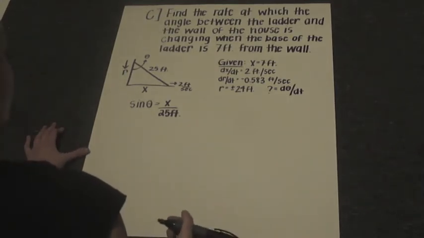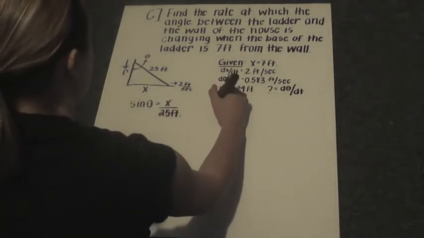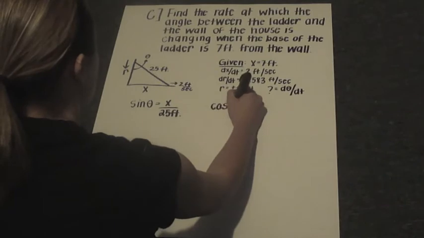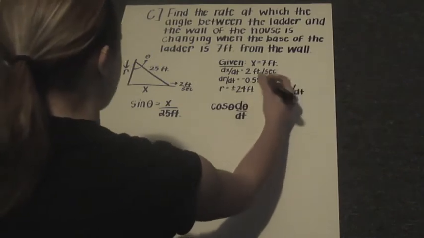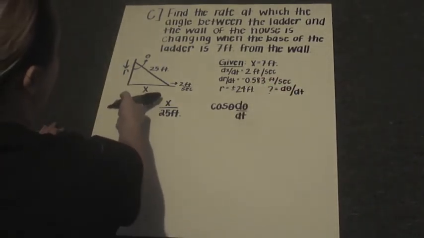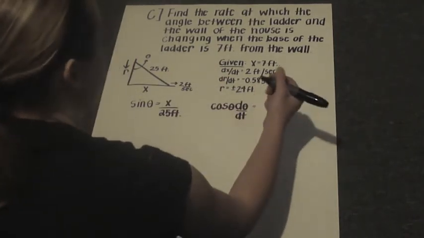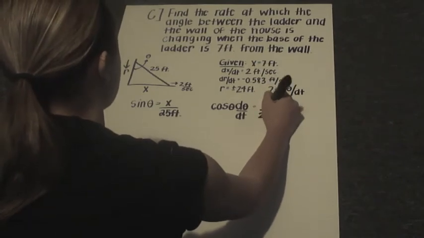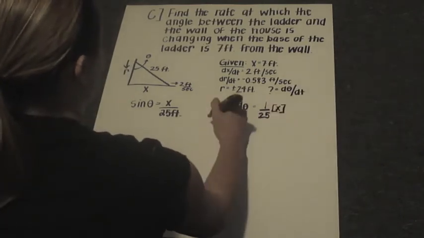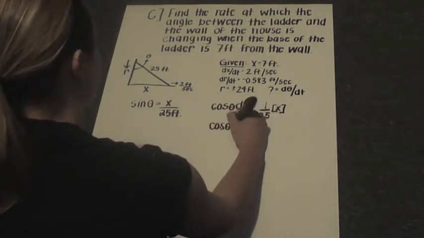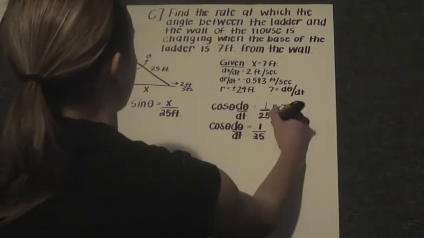So when we take the derivative with respect to time, we get that the derivative of sine is cosine theta, d theta/dt, and since we have x over 25, we're going to take out 1 over 25, and that's going to remain a constant multiplier till the very end. It just makes taking the derivative a lot easier. So now we're left with x, but that x turns into dx/dt.